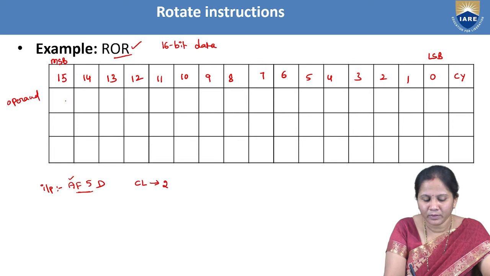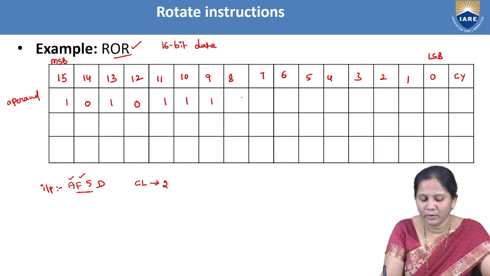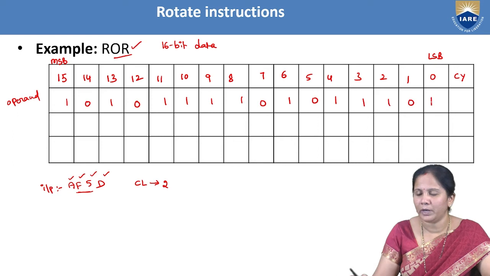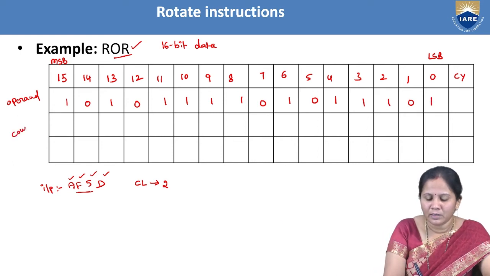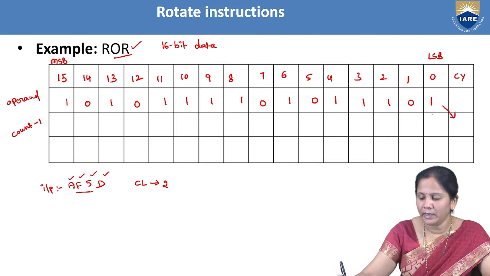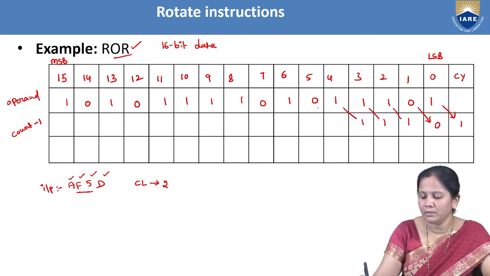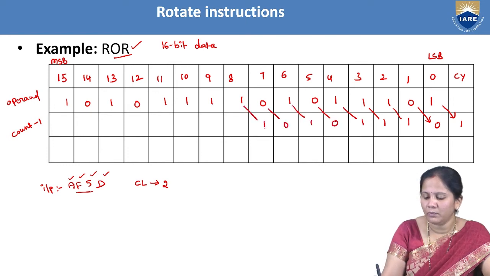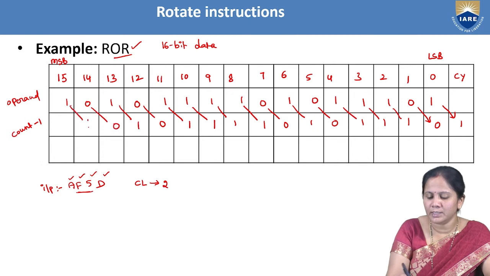You have to specify it in the form of binary. AF5D, its binary value: first, the value of A is 1, 0, 1, 0. Next, the value of F is all ones, 1, 1, 1, 1. Next, the binary value of 5 is 0, 1, 0, 1. And next, the binary value of D is 1, 1, 0, 1. Now, when the count value is 1, let us see rotate right. The data will be shifted towards right. This is the MSB bit which is vacant.